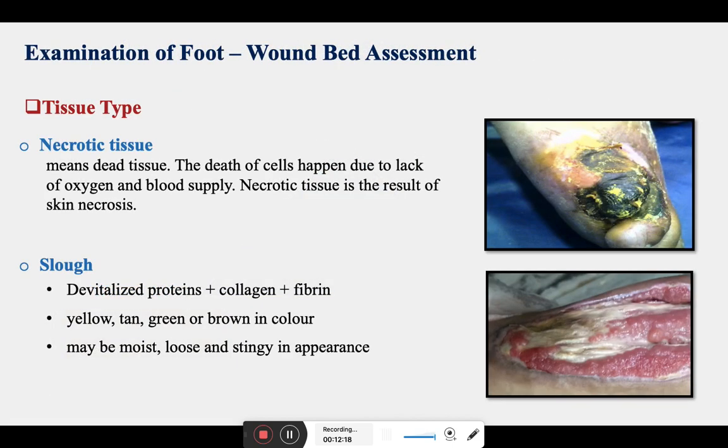So coming first to the tissue type, tissue may be in the form of necrotic tissue. That means it is dead tissue. The death of the cells happens due to lack of oxygen and blood supply, and you can see a dry scar formation over the heel in this patient. Then it may be in the form of slough. And what is slough? Slough is devitalized proteins with collagen and fibrin. It may be yellow, tan, green, or brown in color. It may be moist, loose, and stringy in appearance.